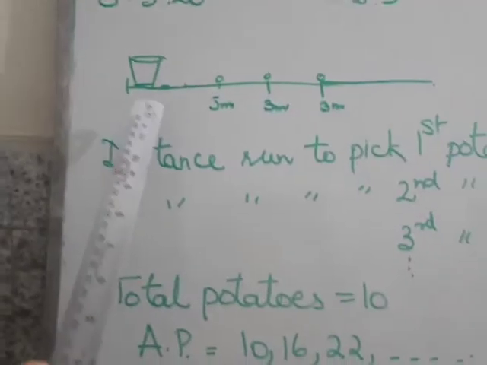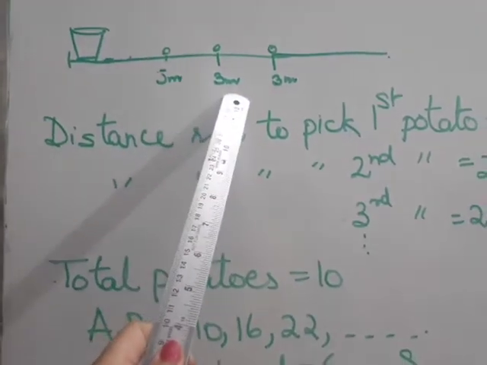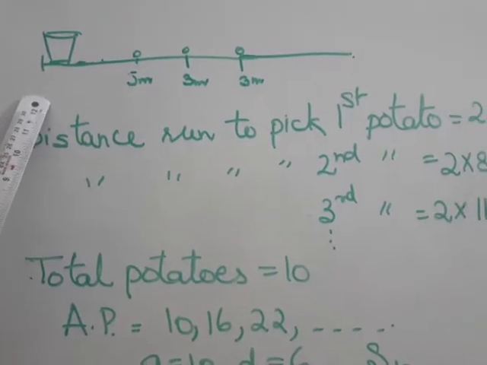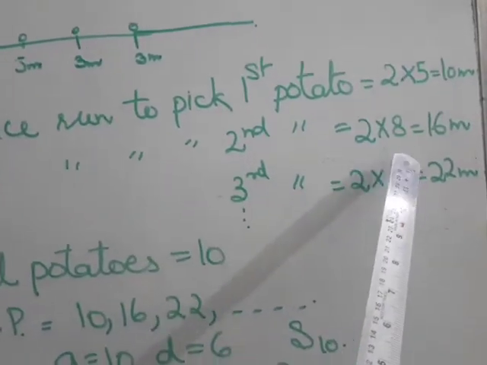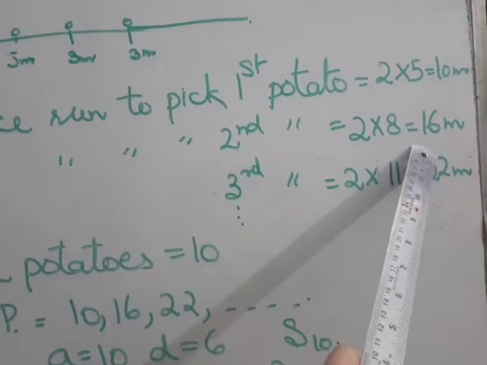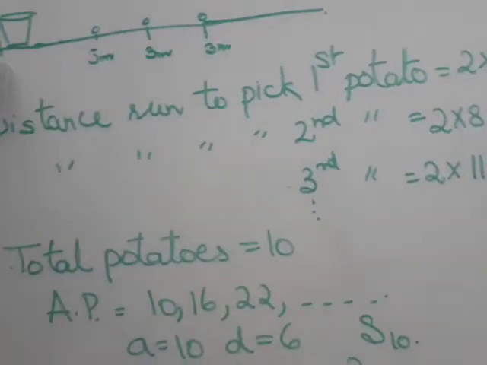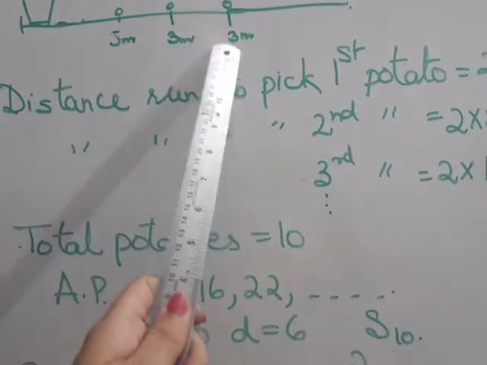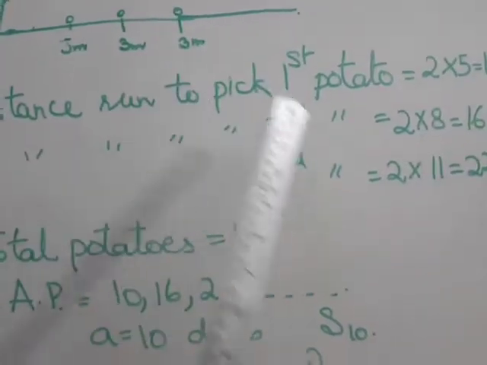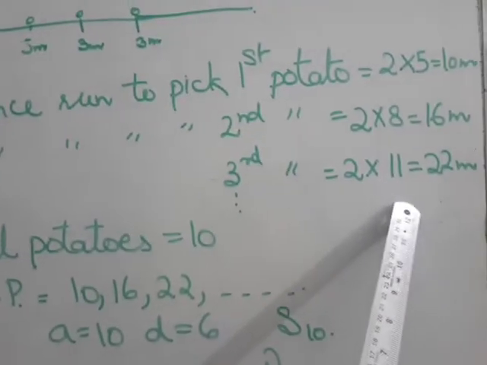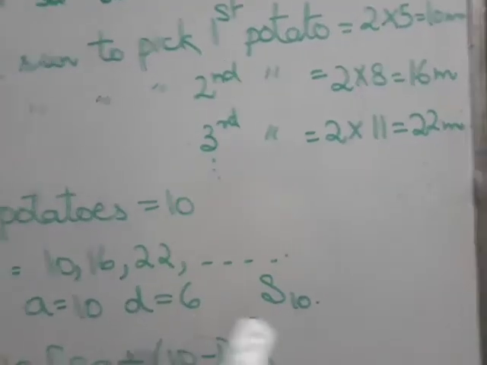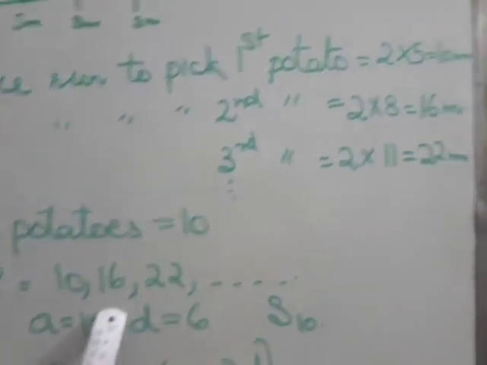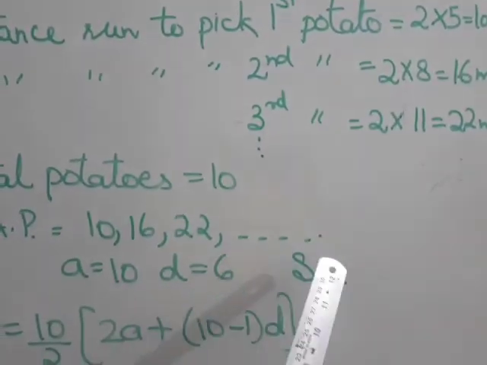Then for the second potato, she goes like this and then again comes back like this. So 5 plus 3 is 8, so 2 into 8, that is 16 meters. For the third potato again, she has to go 5 plus 3 plus 3, that is 2 into 11, that is 22 meters. Total potatoes are 10 and the AP is 10, 16, 22, and so on.